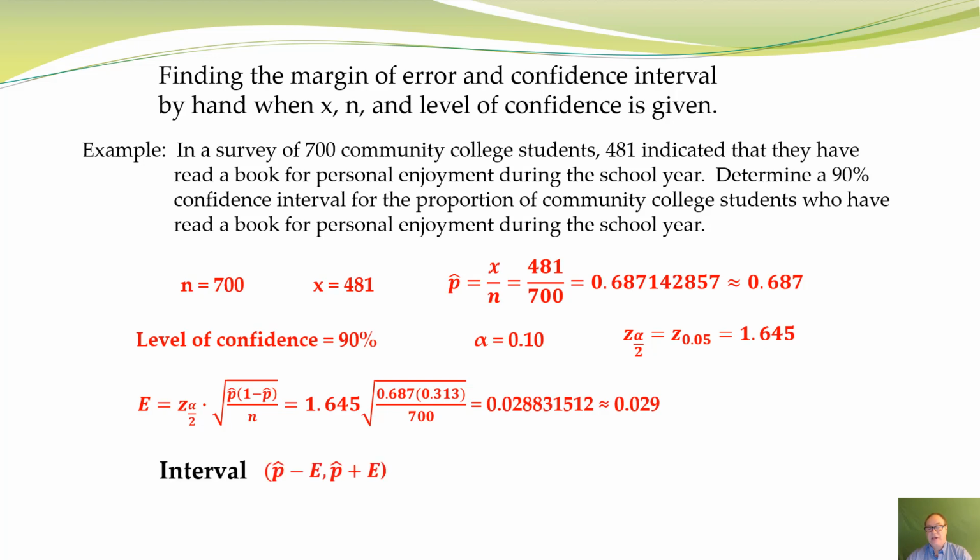So the interval is going to be p hat minus e, p hat plus e. So remember, p hat was 0.687, e was 0.029. So we take 0.687 minus 0.029, and then we add it. And we get 0.658, 0.716. And this would be our interval. Hence, P is trapped between 65.8% and 71.6%. And that's the population proportion.